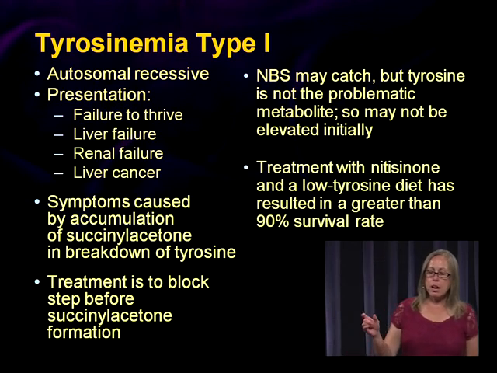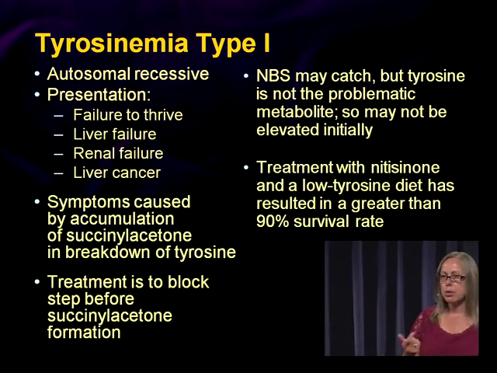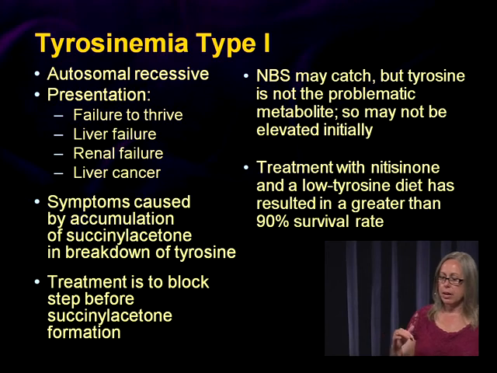We treat with a compound known as nitisinone, also known as NTBC, and we put them on a low tyrosine diet, and we have a greater than 90% survival rate. There still is a cancer risk, but at least we can get kids to being a much larger size before they need to have a liver transplant.